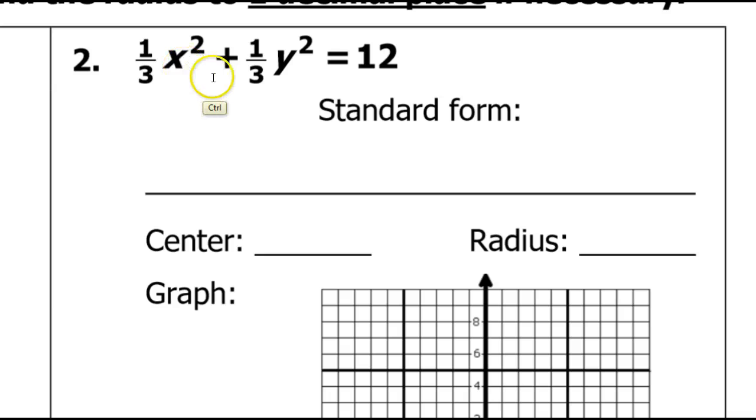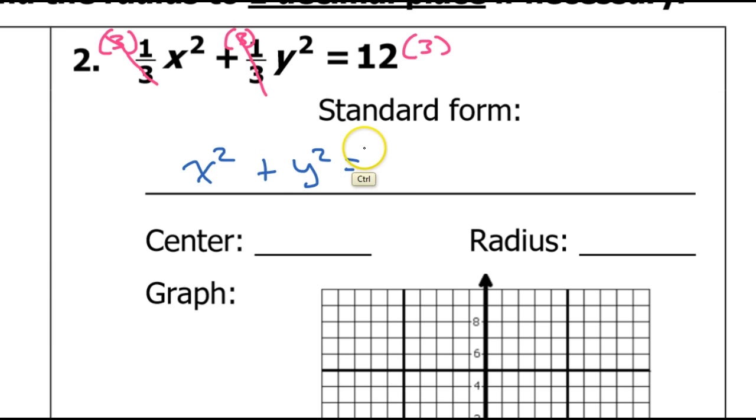Similarly, problem number 2 is just as easy, but with these fractions of 1/3, if I want to get rid of those fractions, I will multiply by 3. Okay, I have to multiply by 3 everywhere. But if I multiply by 3, then these 1/3 will cancel each other out. And that is going to give me x squared plus y squared is equal to, this is going to be 36.